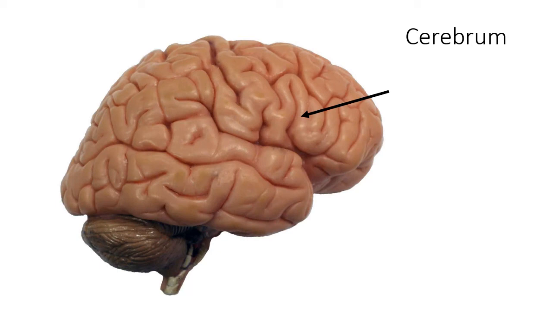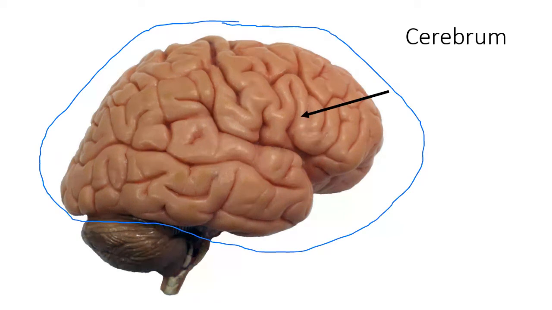So if you look here, again, the cerebrum is this whole structure that has all those folds, all those little indentations, all right? That is going to be your cerebrum. This is the lateral view here. Remember, there's 4 regions to your brain. Cerebrum, diencephalon, brainstem, and the cerebellum.